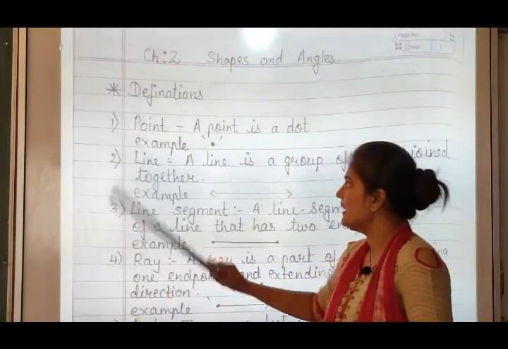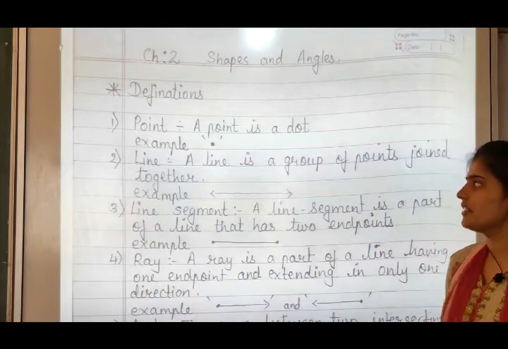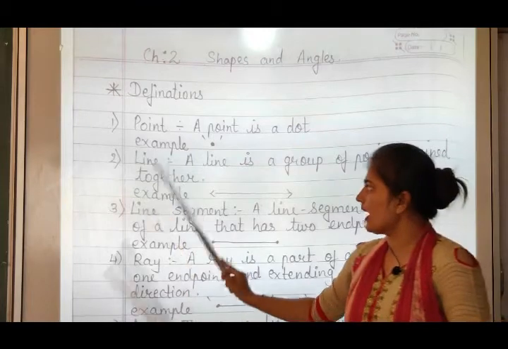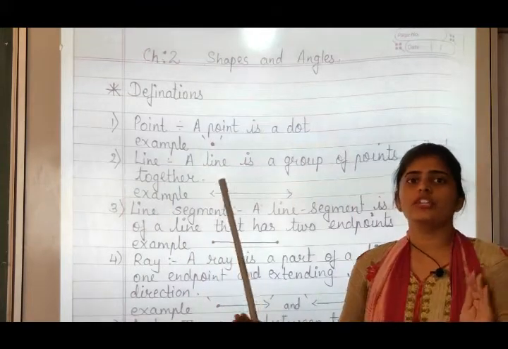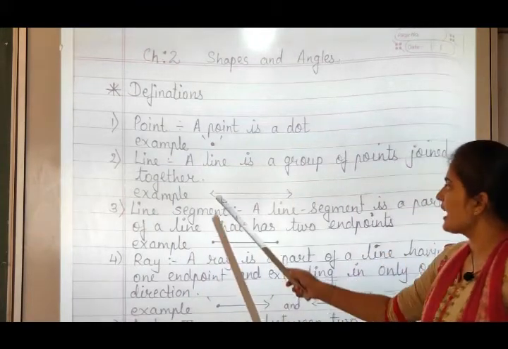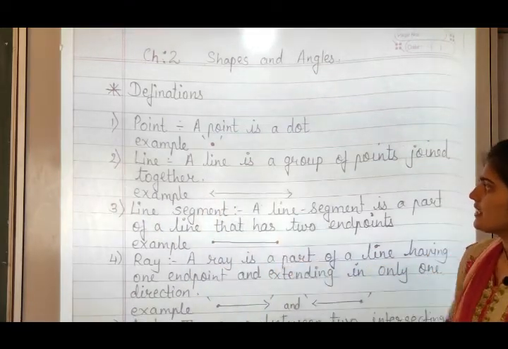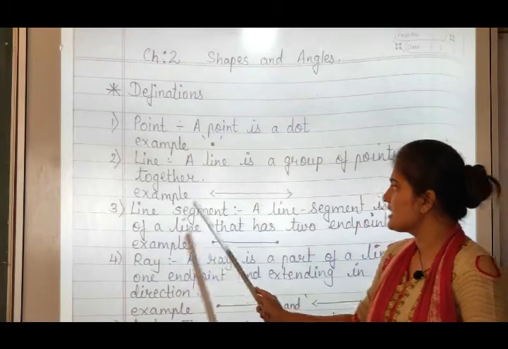Now second is line. You are familiar with the line also. A line is a group of points joined together. Here you can see many points you will join, then you will get a line. Such line, here you can see the example over here. A line is drawn.